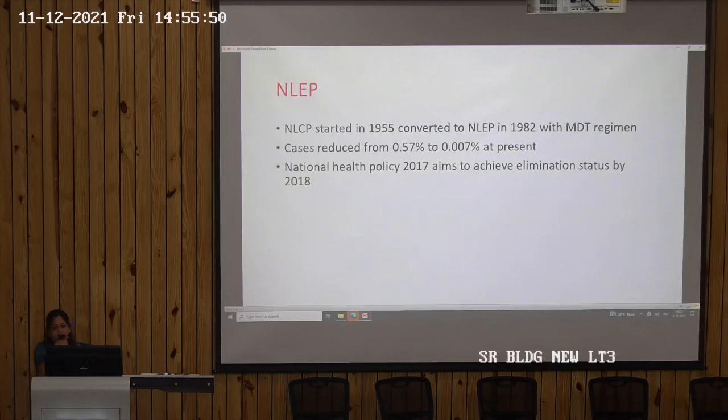The National Leprosy Eradication Program. It was started in 1955 and this control program was converted to an eradication program in 1982. Now the incidence has greatly reduced from 0.57% to 0.007% at present. National Health Policy 2017 aims under this program to achieve the elimination status by 2018. That was the aim of this National Eradication Program.